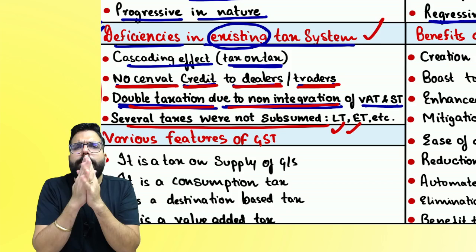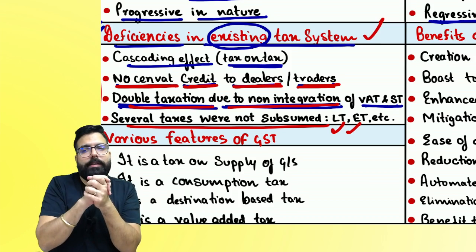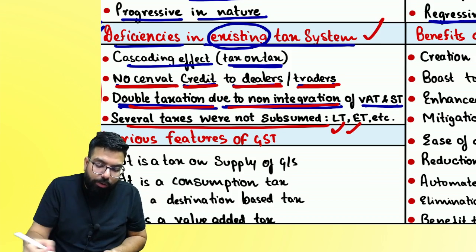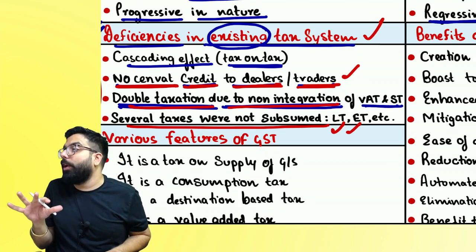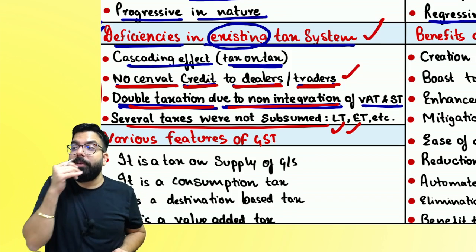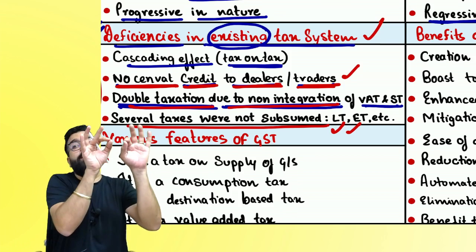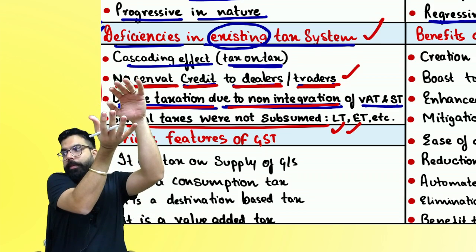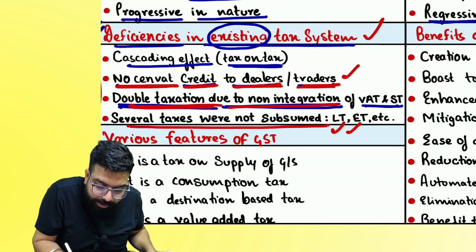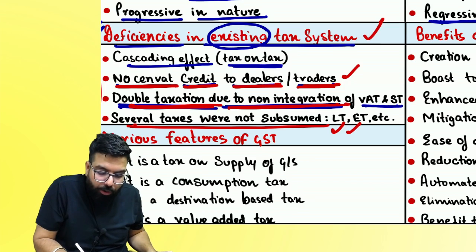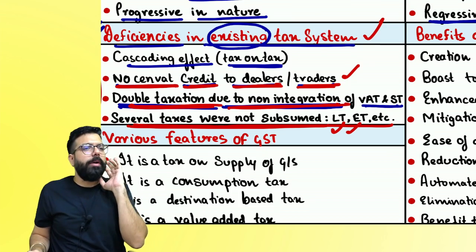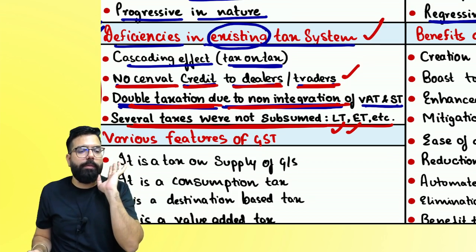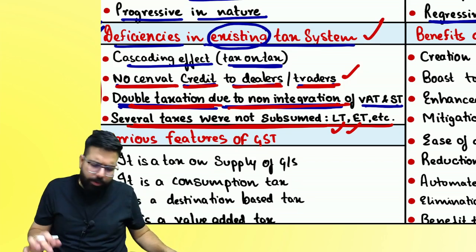What is cascading effect, everyone? Tax on tax. Secondly, I told you, when a trader or dealer is buying, he is not getting excise duty ka credit. When you don't get credit, what happens? It becomes cost. Cost will inflate. Next, double taxation I told you about. And I told you there were earlier various taxes which are not being subsumed. And government told we have to delete all these taxes. Are we all 100% clear till here?